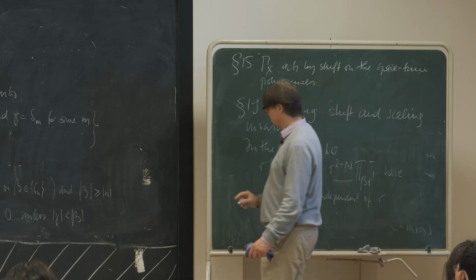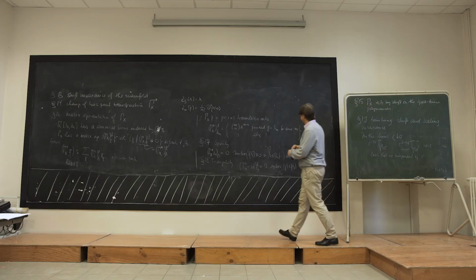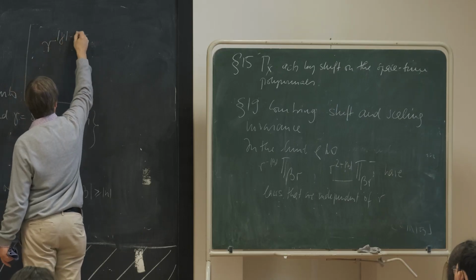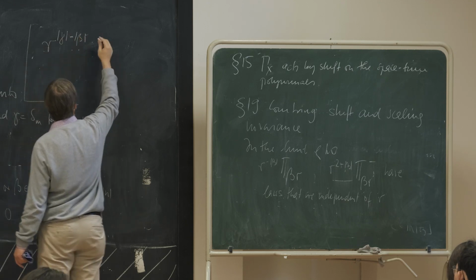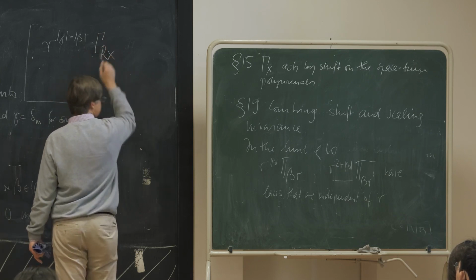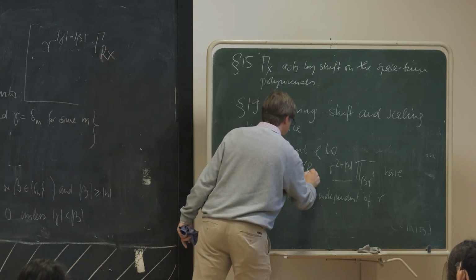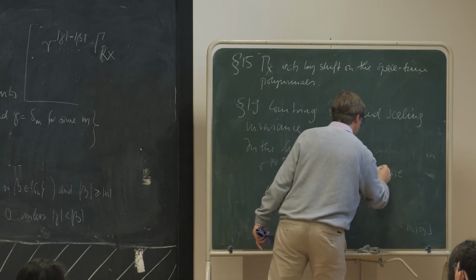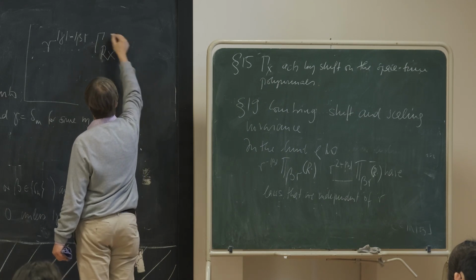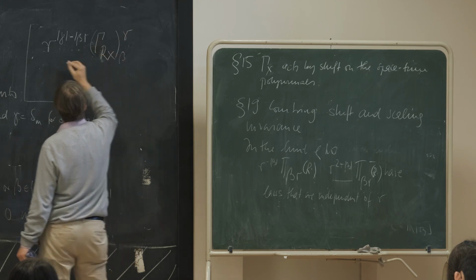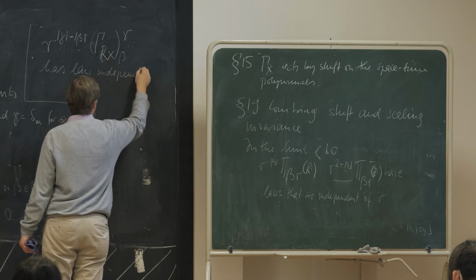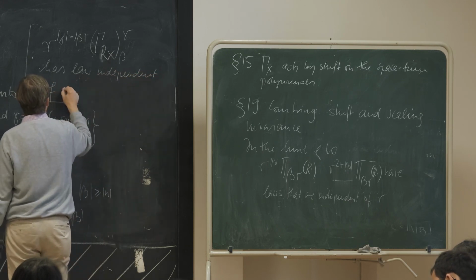And in fact, something similar holds for this object gamma. In fact, r to the power gamma minus beta, so the homogeneity of gamma minus the homogeneity of beta, times x, r times x, and I forgot the r here. This thing, beta gamma, has a law independent of r.